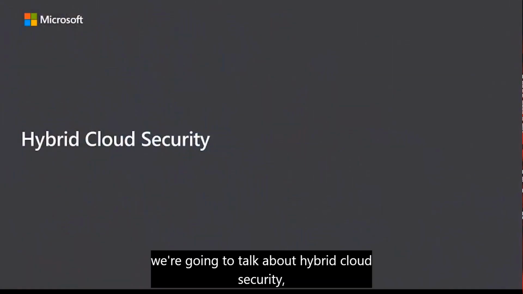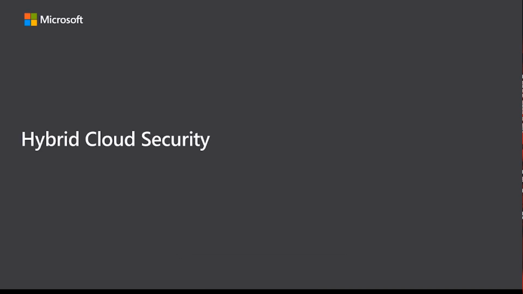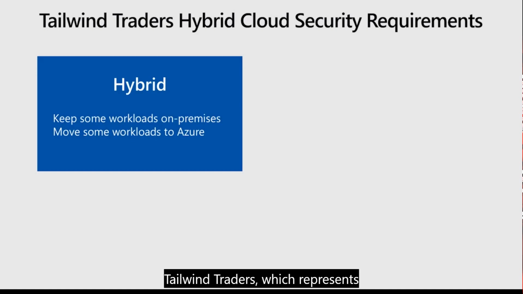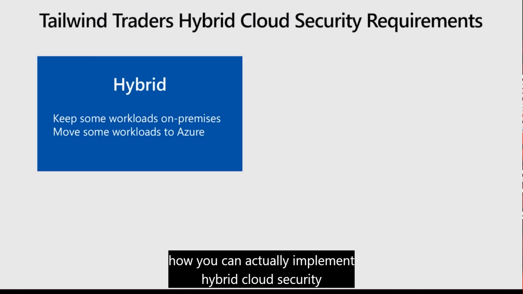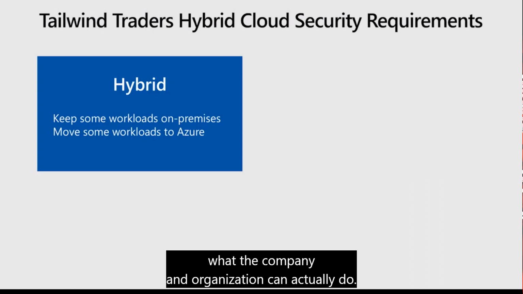In this session, we are going to talk about hybrid cloud security. And we're going to have a look at how organizations can take advantage of cloud security from Azure for their on-premises or even multi-cloud systems. We are again going to use our demonstration company Tailwind Traders, which represents everyone and no one at the same time, to make some examples of how you can actually implement hybrid cloud security in your environment and what a company and an organization can actually do.